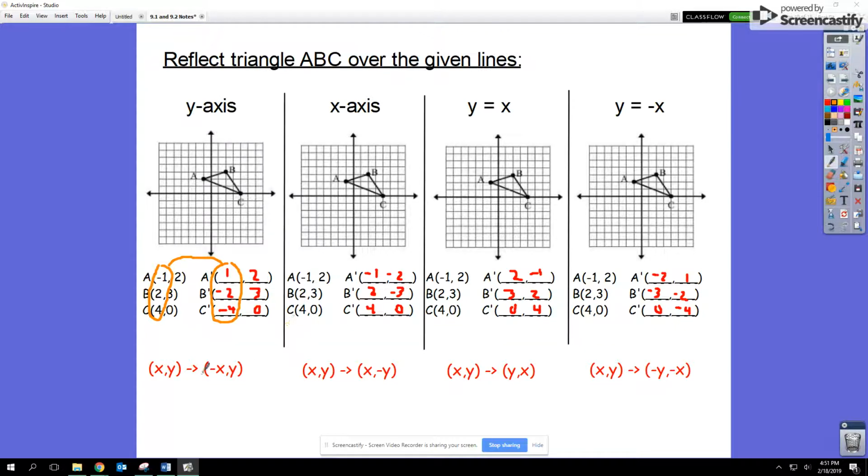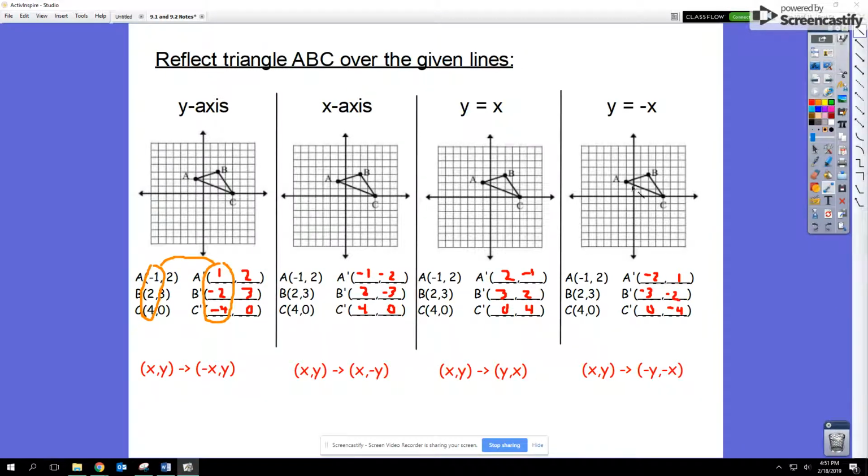All right, so what I've got for you here are three extra rules that it would be a great idea to know. This will save you time. If you know them, you can just apply them and be done with it. Now, the y equals x and the y equals negative x rules are a little tougher, and I'm going to quickly go over those.